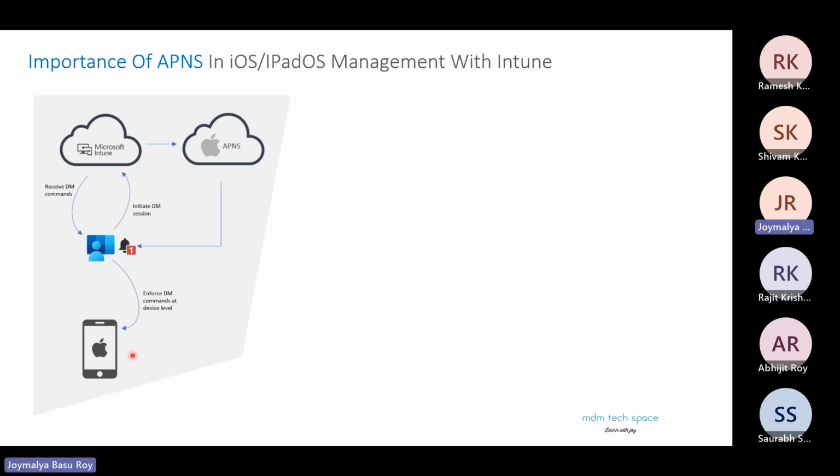Yes. For devices to communicate with APNS, we only need port 443 to be opened. The ports between Microsoft Intune and APNS are not managed by us, we can't configure them. Those are already managed services and they have their communications established by the service providers.